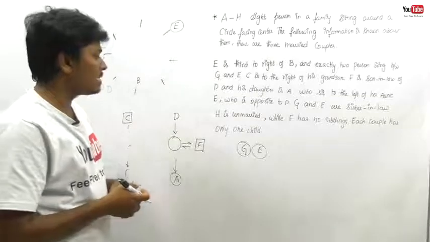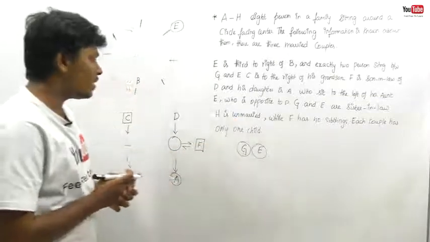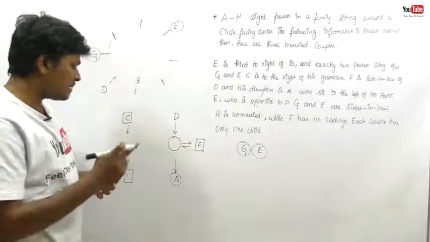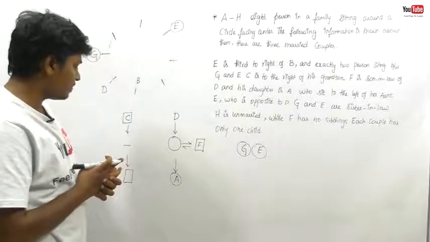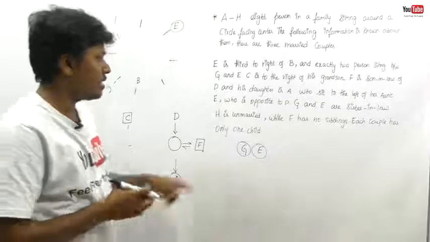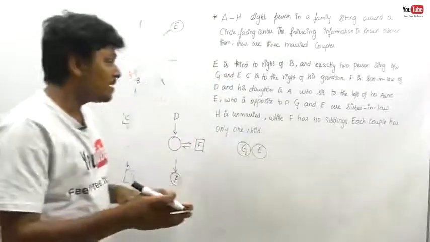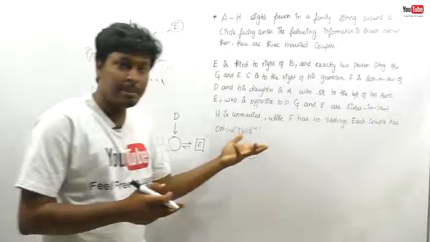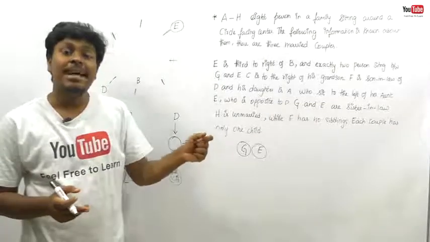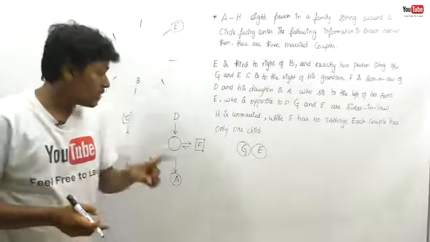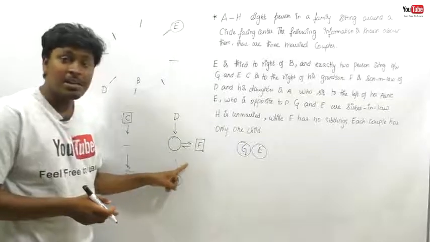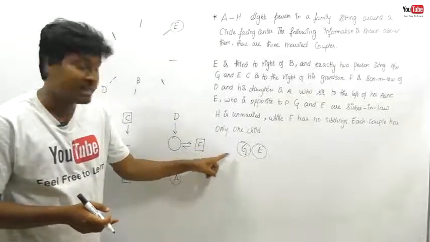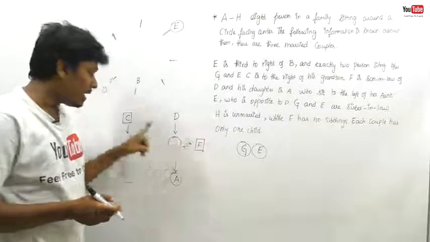Okay, let me move on to the next line. H is unmarried. They have said that there is one person, H, who is unmarried. We don't know where to place H, while F has no siblings. Friends, listen carefully. F is having no siblings. What is the meaning of siblings? F is having no sisters and brothers. So we have one clue that we have already found in this line: either E should come here or E should come here.